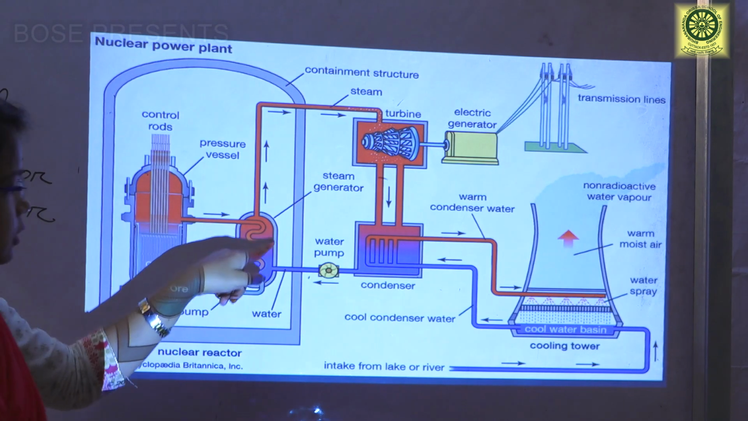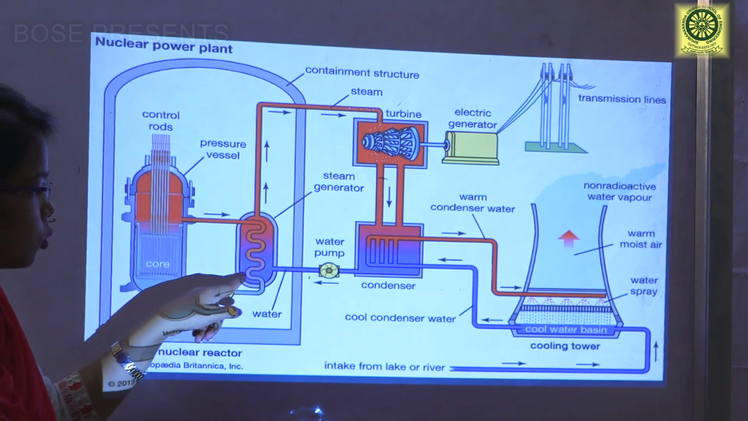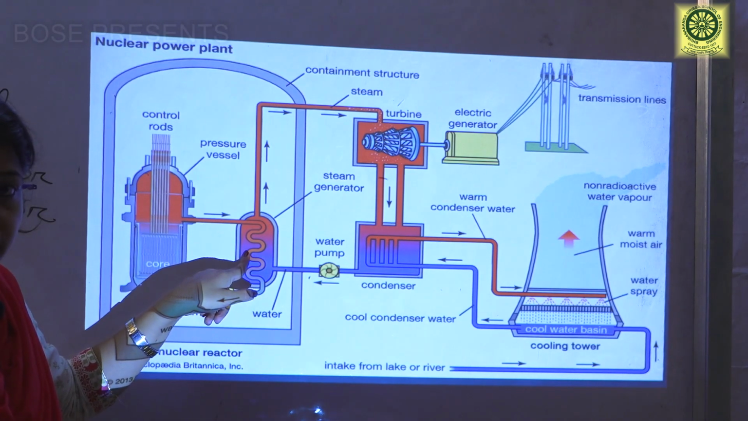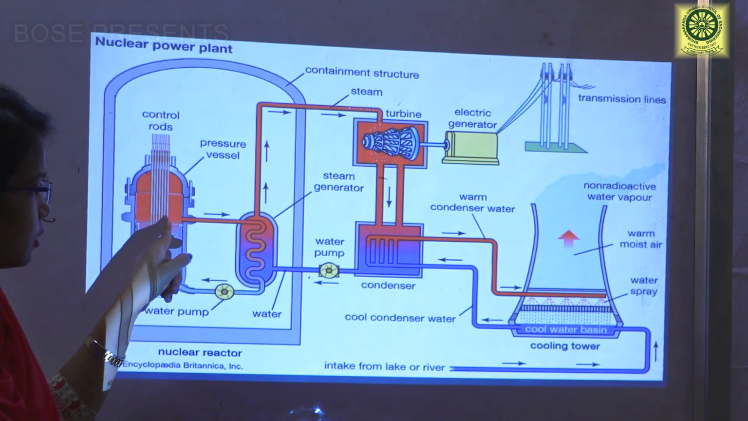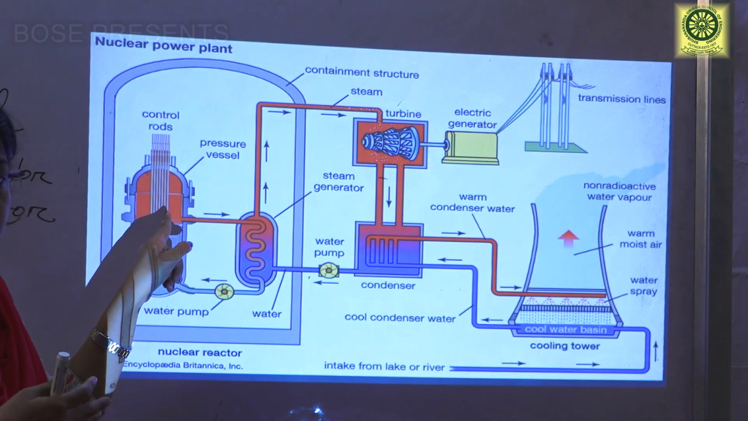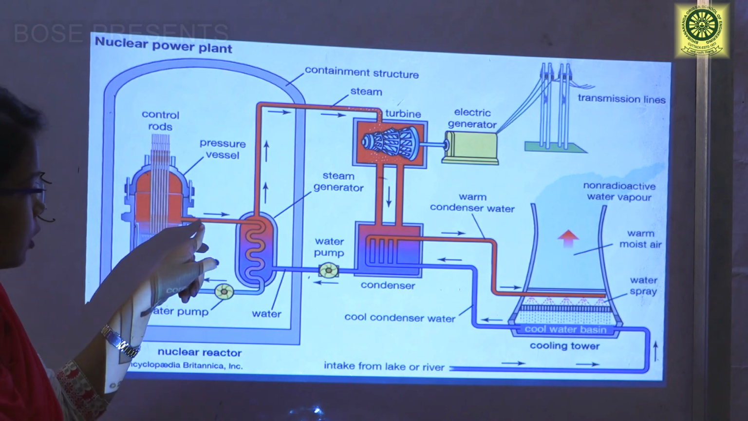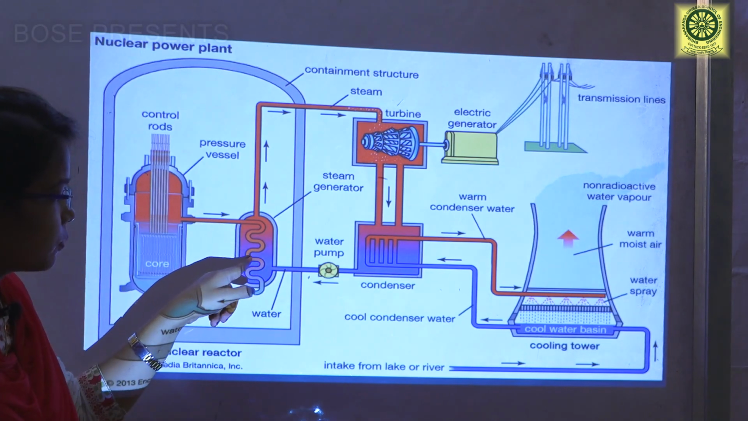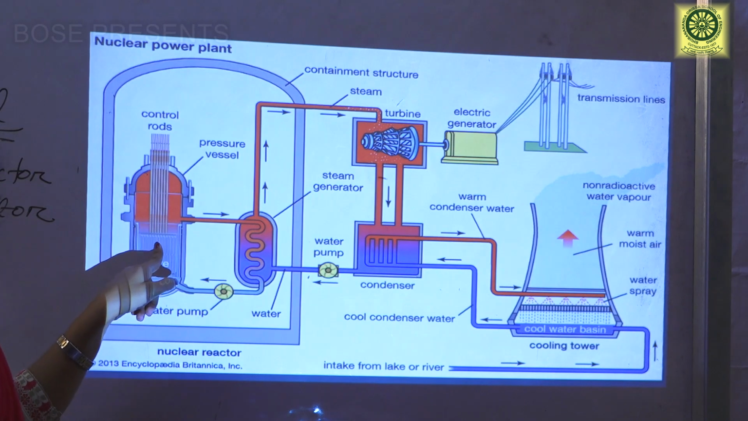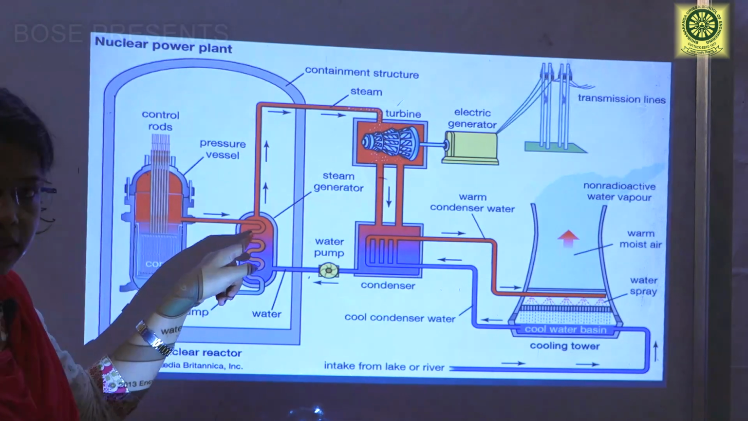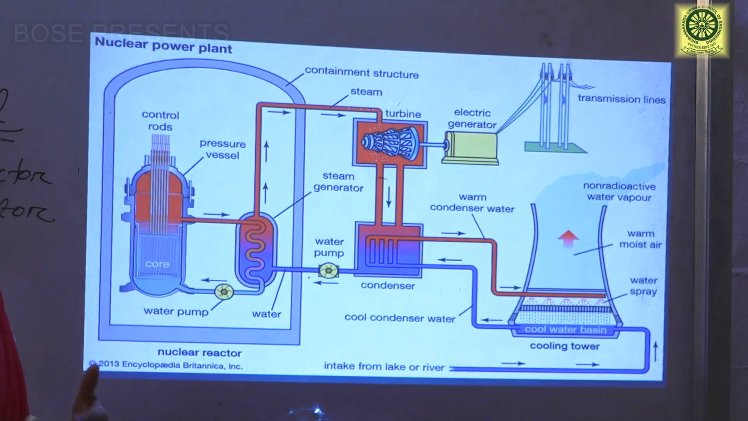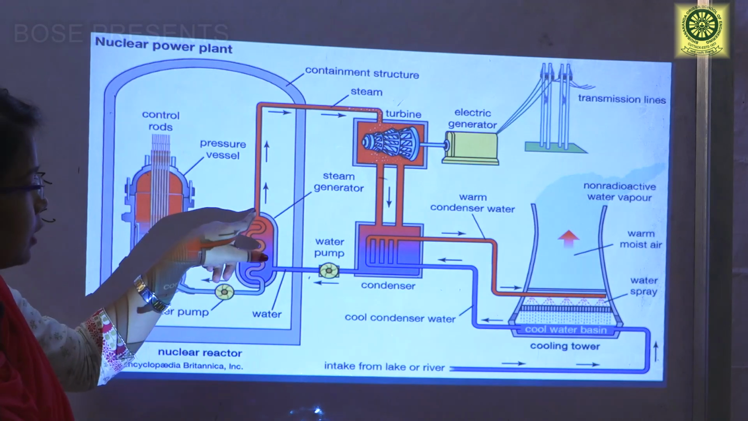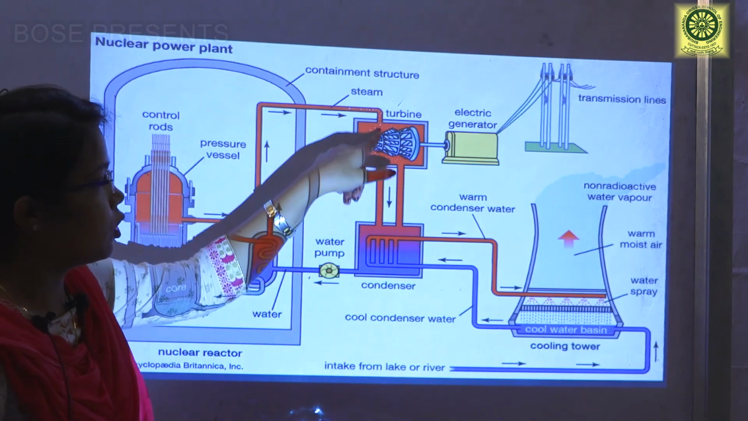Inside this steam generator cold water is there, and the heated water, which is coming from the reactor, is flowing through this pipe. By absorbing that heat, the cold water inside the steam generator is converted into steam. Okay, and that steam is entering into the turbine.